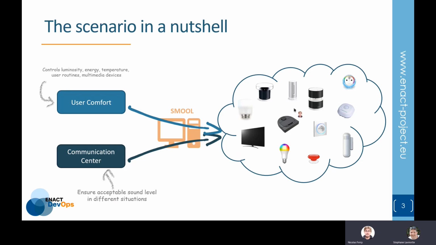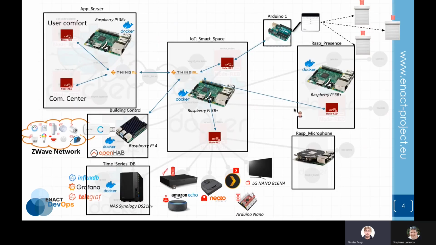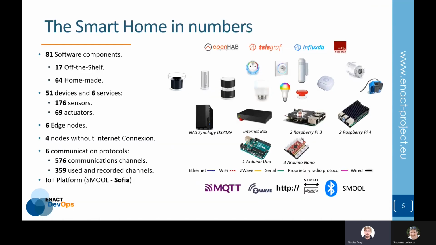Even if this smart IoT system looks simple, in reality it's way more complicated than just these few boxes. It involves quite many software components and devices. In terms of numbers, to give you an idea of the complexity of this scenario, we will deploy and manage more than 81 software components. We will control and interact with more than 50 devices, which means more than 170 sensors and 70 actuators.